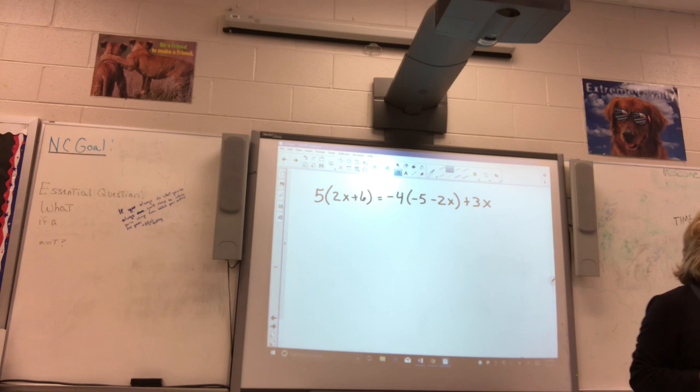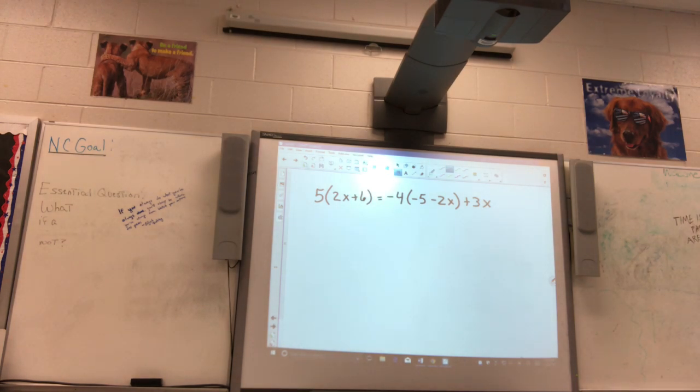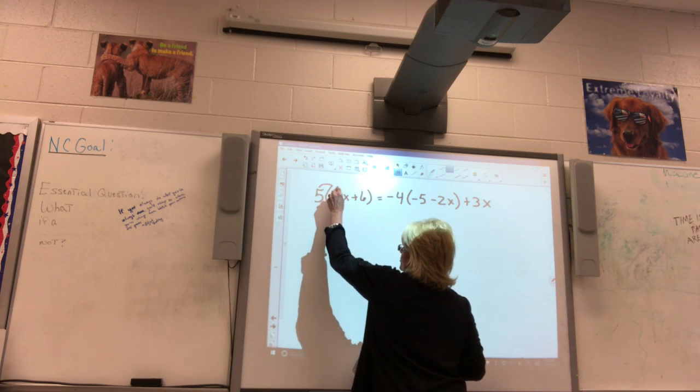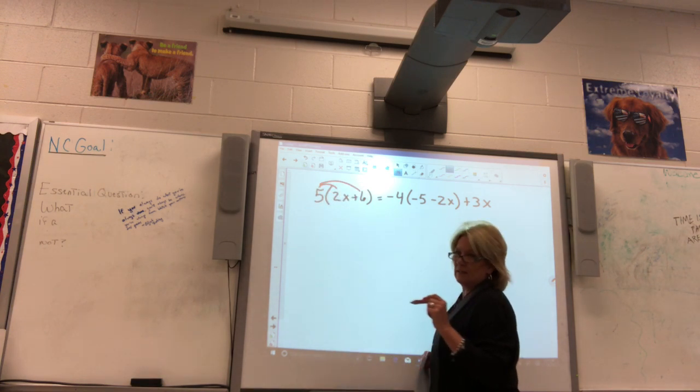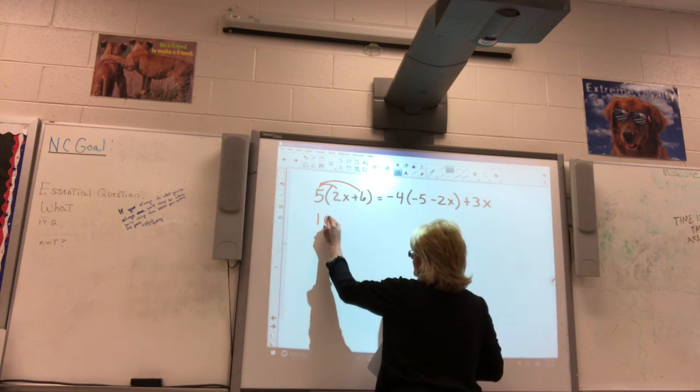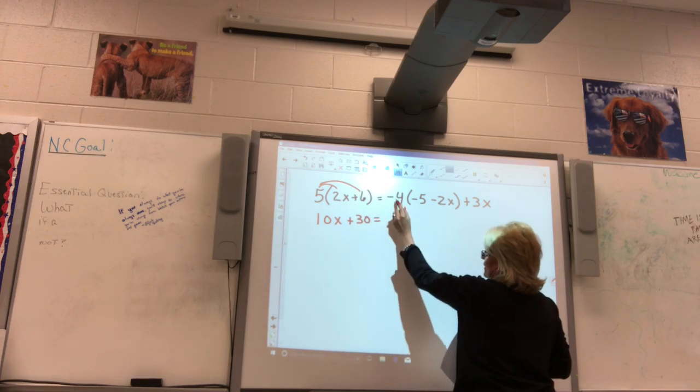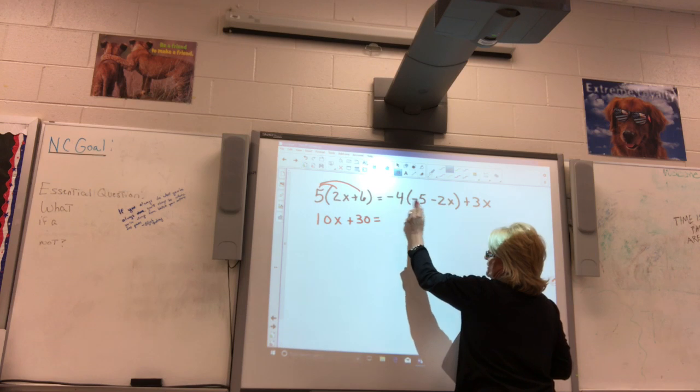Step 1 said, distribute if necessary. Well, do you see parentheses up there? Yeah. Then it's necessary. So that's step 1. We must do step 1. So we are going to distribute. And remember, distribute means to multiply. Negative times a negative, guys, is a positive.